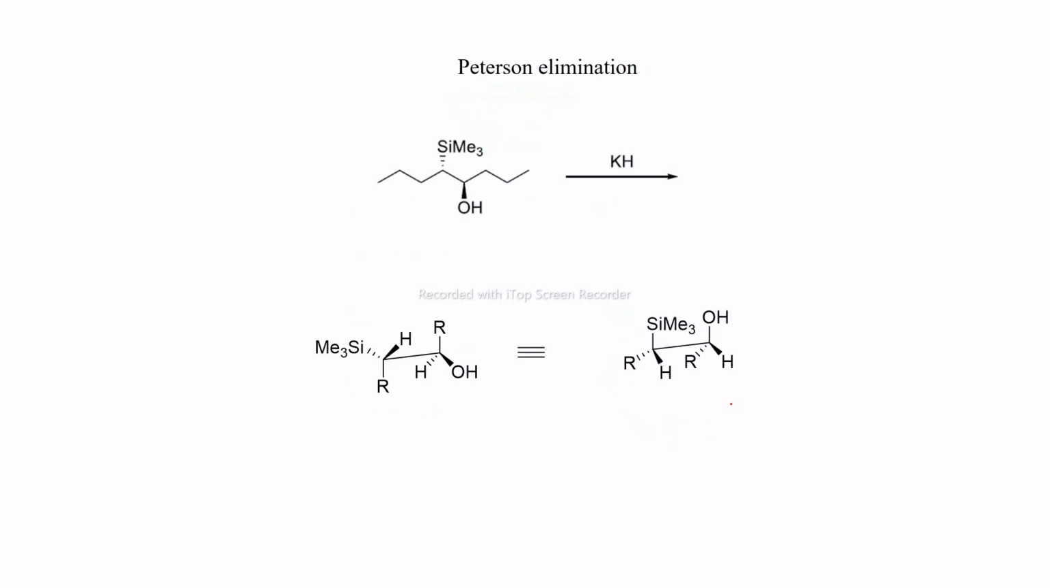This is the name reaction known as Peterson elimination. There are two conditions where the Peterson elimination happens: one is acidic condition and another is basic condition. In acidic condition, basically an elimination happens with an anti-periplanar type transition state, but in this particular case, there will be a syn periplanar geometry.